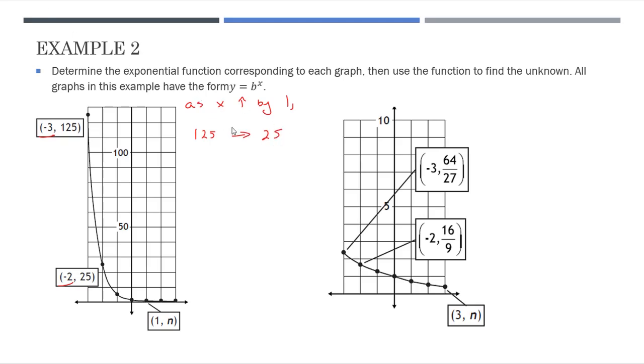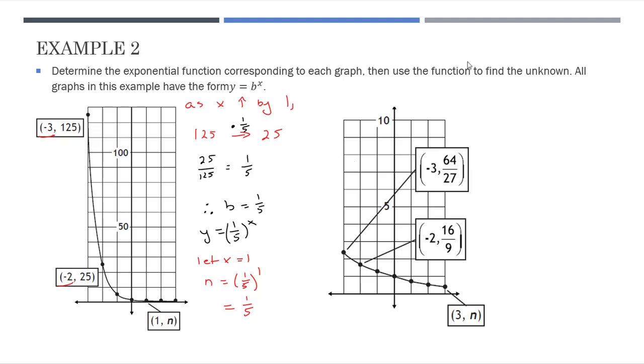Meaning that 125 times something gets me 25. Well, I need to figure out what that is. 25 divided by 125. We simplify this, we get 1/5. Okay, so that means 125 times 1/5 is 25. So therefore, I know that my base is 1/5, and I know that we have this exponential equation of y equals 1/5, again in brackets, to the power of x. For our second part then, we need to figure out what n is. So we're going to let x equal 1, and we'll have n equals 1/5 to the power of 1. Well, that's nice and easy, so we just get 1/5.